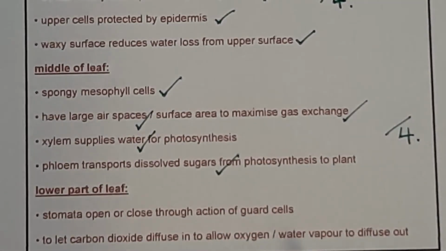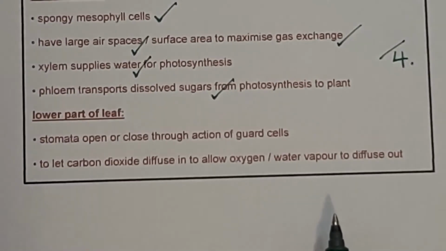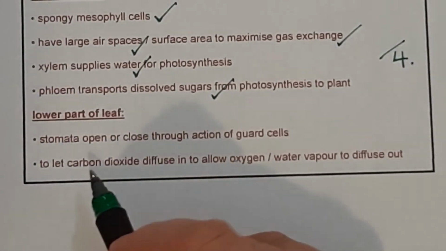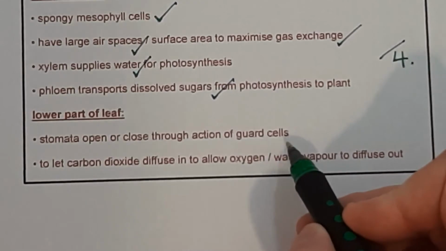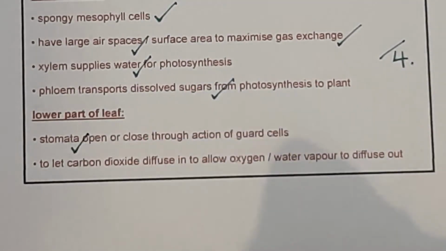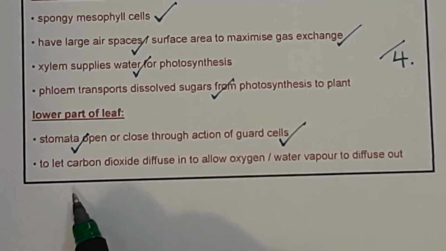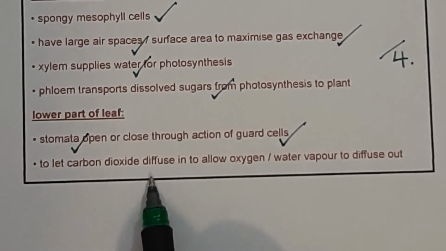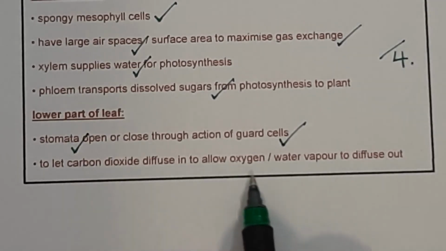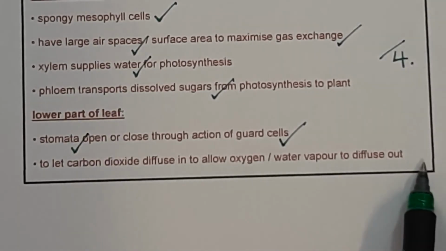Now the lower part of the leaf. The stomata, or stoma, open or close because of the guard cells. So the idea of the stoma existing and that the guard cells open them or close them. So there's 2 marks available there. Then the idea is to let carbon dioxide diffuse in and oxygen or water vapour to diffuse out.